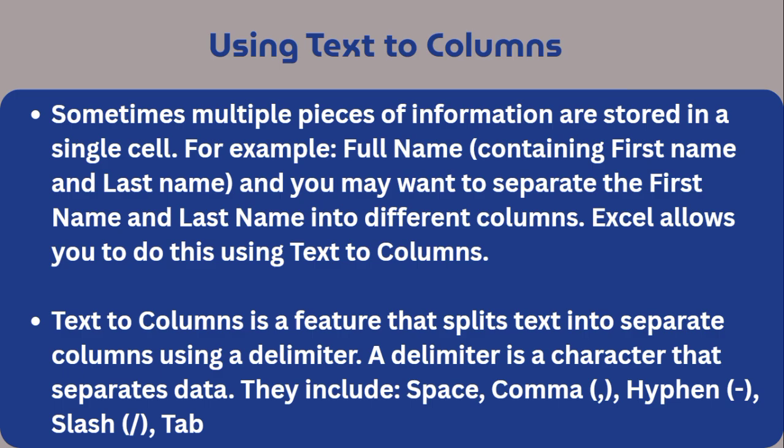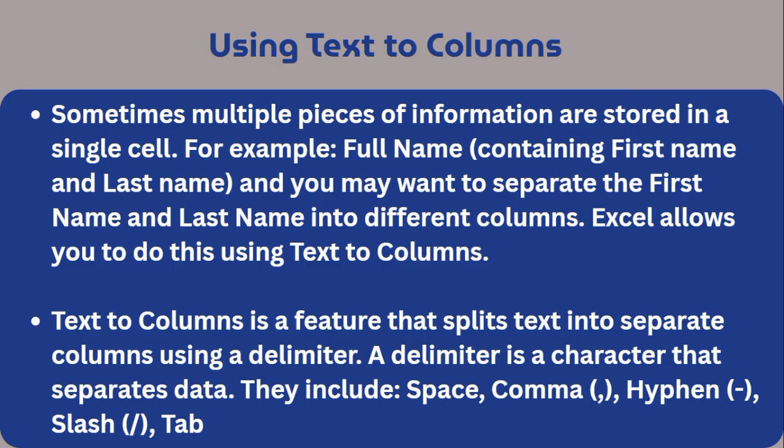Text to column. So sometimes multiple pieces of information are stored in a single cell. For example, full name containing first name and last name. So when the person is entering their name, they enter it as what? The first name and the last name. But in your own file, now you want to separate out, in different cells, all the first names. I want to separate out in another different cell all the last names. So for you to get this, you can make use of the text to columns.